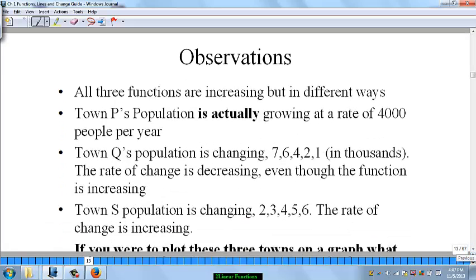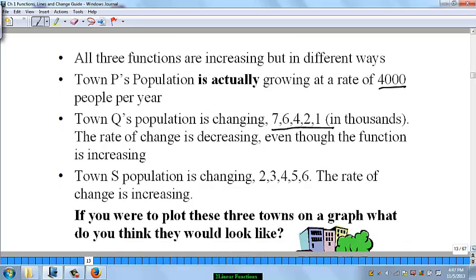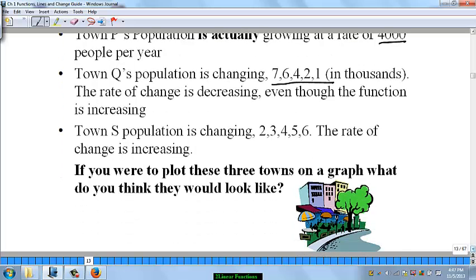So we saw that Town P's population is actually growing at a rate of 4,000 people per year. Town Q's was changing. Again, the rate of change was decreasing even though the function was increasing. And again, Town S is changing. The rate of change is increasing. So it kind of just shows you how rate of change does make a difference.